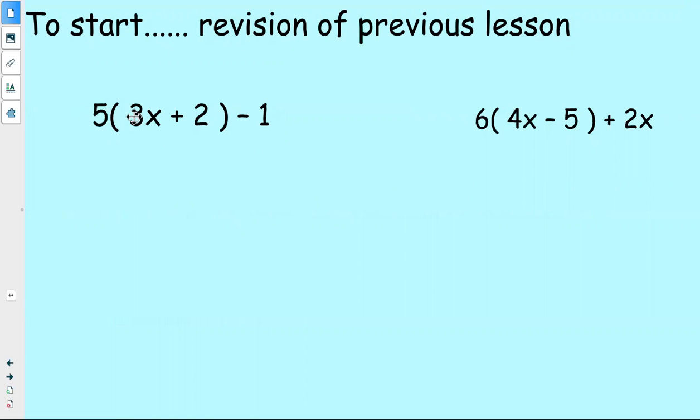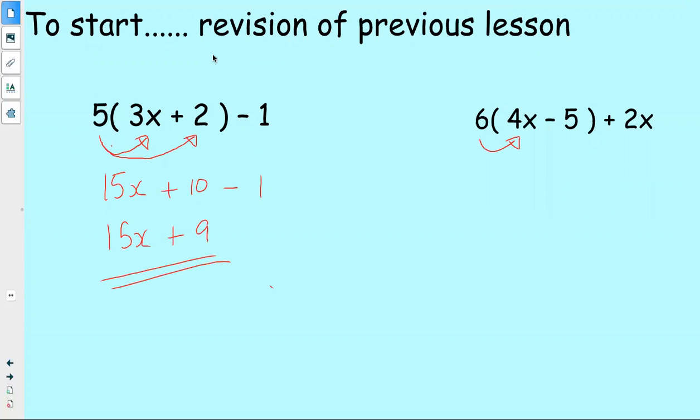Okay. So you're just going to multiply, so 5 multiplied by 3x is 15x. And 5 multiplied by 2 is 10. And then you've got to subtract 1. So it becomes 15x add 9. Final answer. And the next one, 6 multiplied by 4x is 24x.